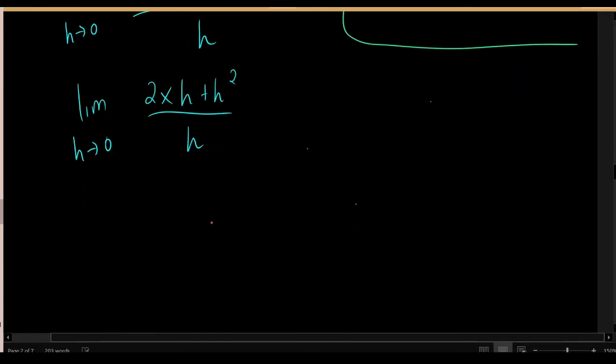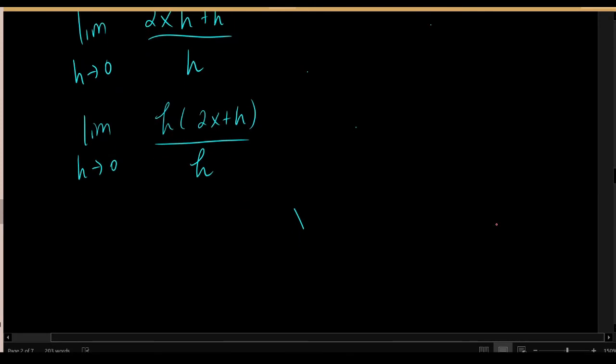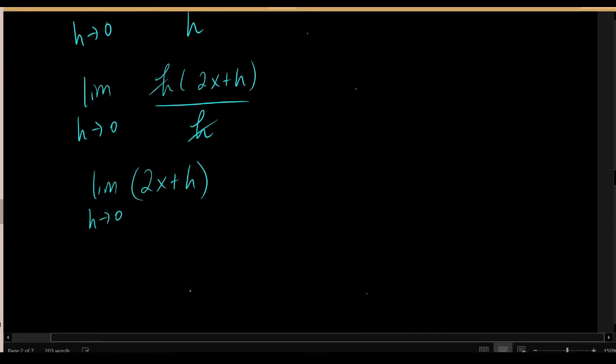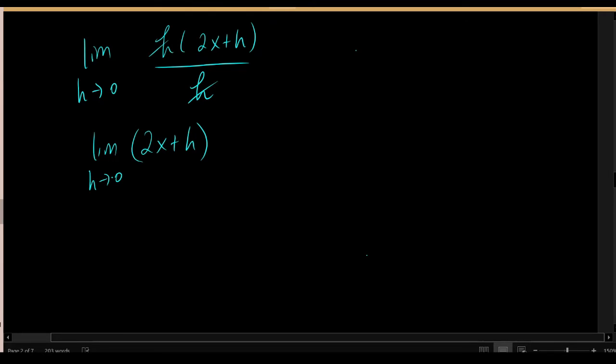And just like we did in the previous calculations where instead of x we had a number, we can factor h out of the numerator. Just like before, we can cancel those h's. And just like before, now we have a fully simplified function. So instead of letting h approach 0, we can plug 0 in for h in this formula.